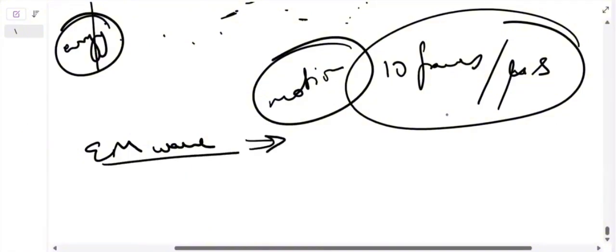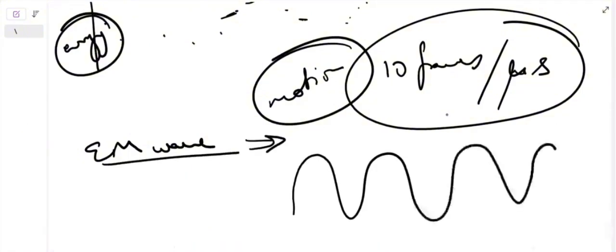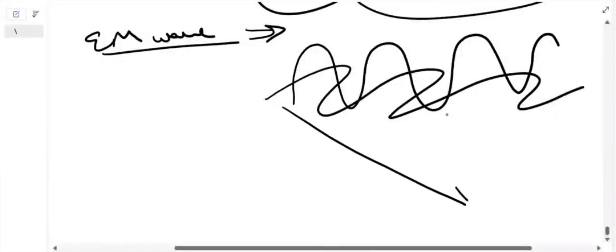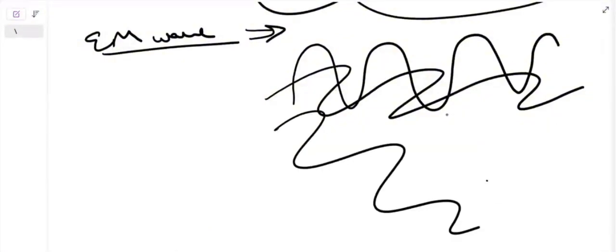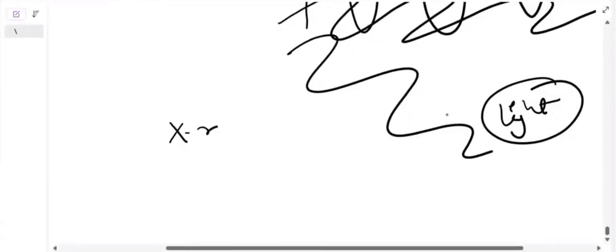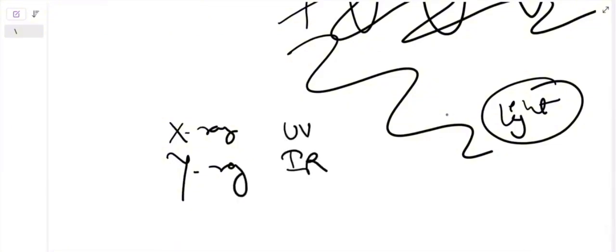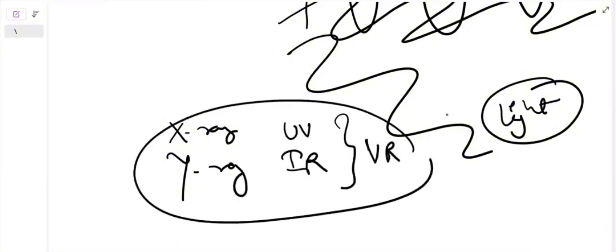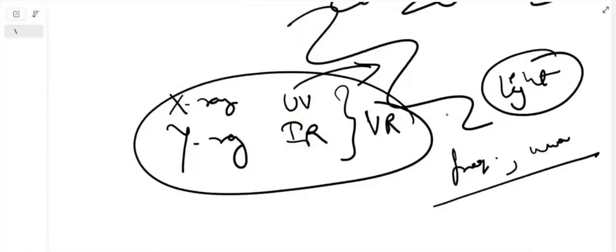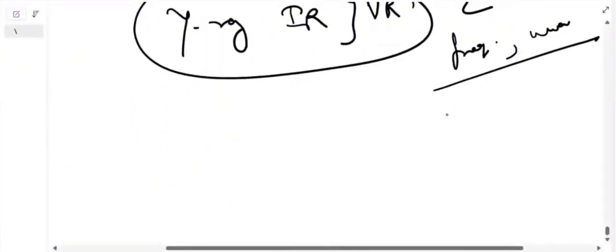So electromagnetic wave is a combination of electric field and magnetic field. Then in the third direction, you will get your electromagnetic wave, which is nothing but your light. All the EM spectrum, that is your X-ray, your gamma ray, then your ultraviolet ray, infrared ray, then your visible range. All these ranges show the same picture. It's just that their frequency and their wavelength vary with each other.